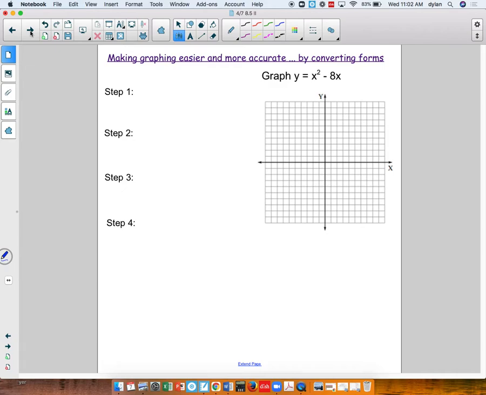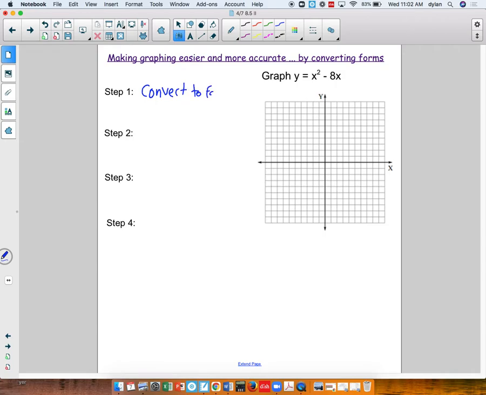So our first example, our goal is to graph the function y equals x squared minus 8x. And this is something we did back in chapter 8, but now we're going to do it easier and also more accurately by factoring to get the x-intercepts as well. So our first step here for each of these problems is we want to convert to factored form.